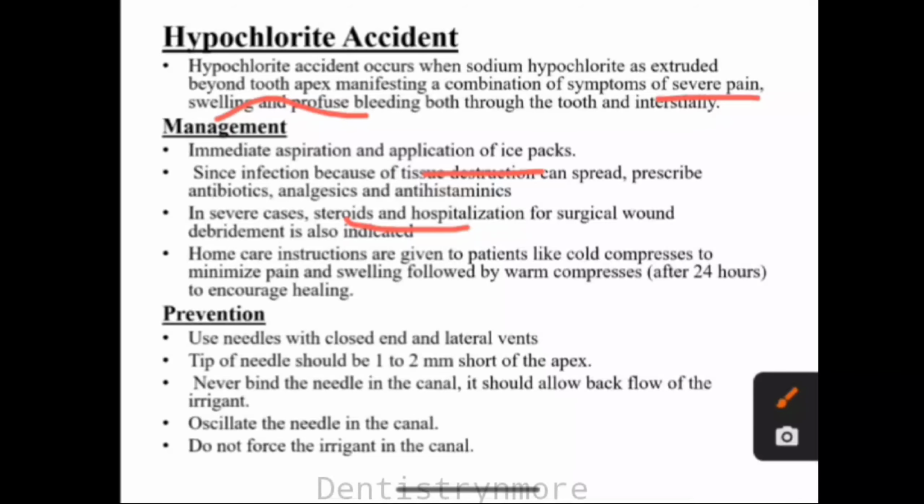And the prevention includes using needles with closed end and lateral vents. The tip of the needle should be 1 to 2 mm short of the apex. Oscillate the needle in the canal. Do not force the irrigant into the canal.